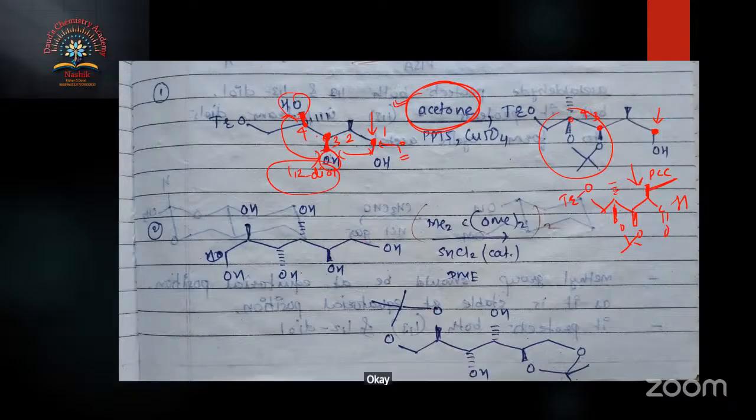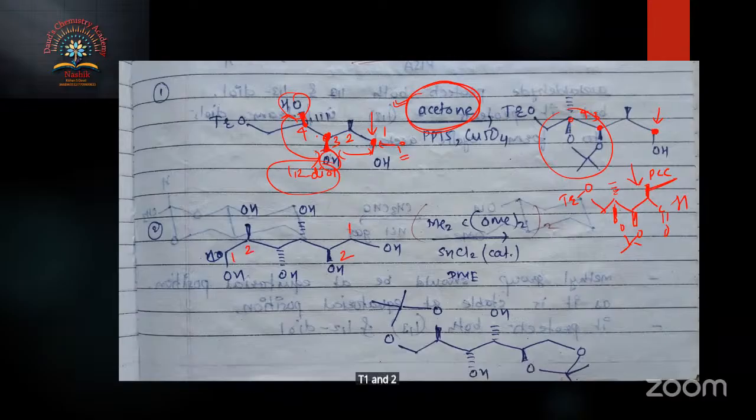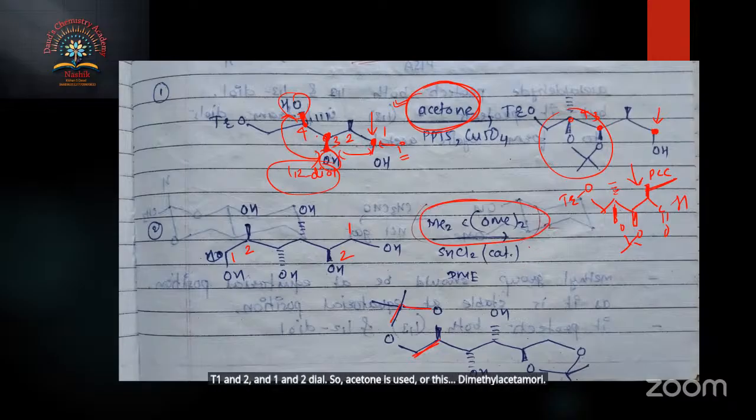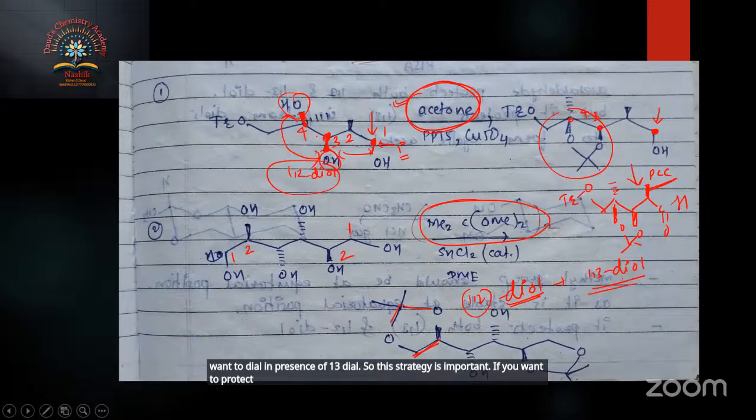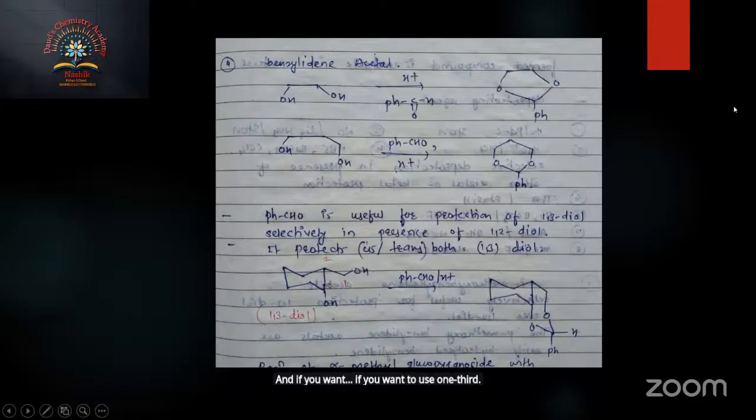Okay. The same strategy is used in this example. You have used 2 moles. It is selectively protected. See, 1,2 and 1,2 diol. So acetone, or this dimethoxy ketal, is used to protect 1,2-diol in the presence of 1,3-diol. So this strategy is important. If you want to protect 1,2-diol, you have to use acetone as a protecting group. And if you want to protect 1,3-diol, you have to use benzaldehyde as a protecting group.